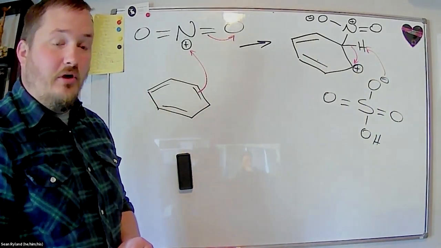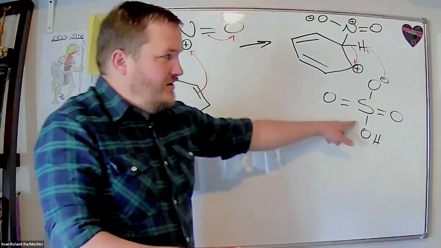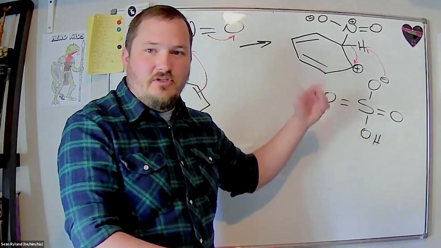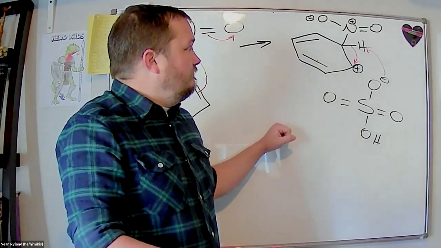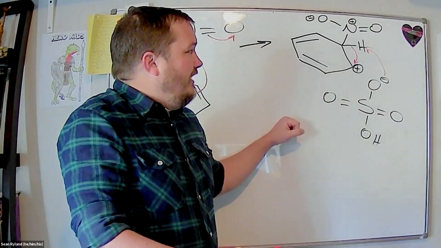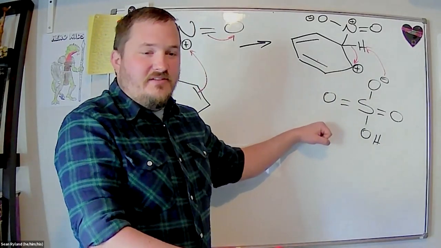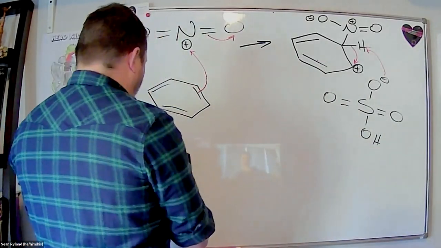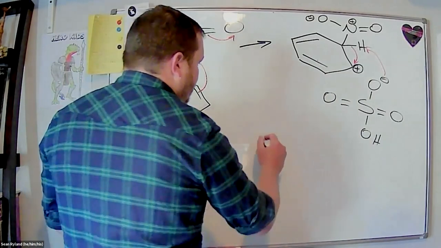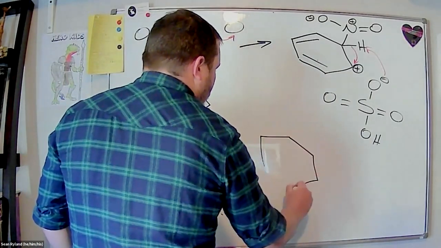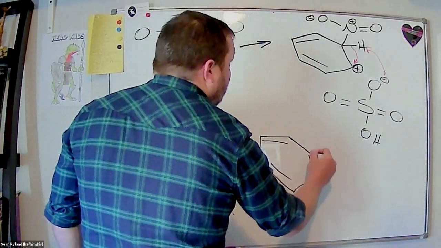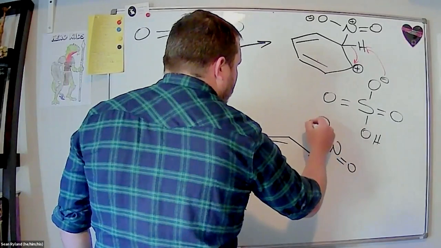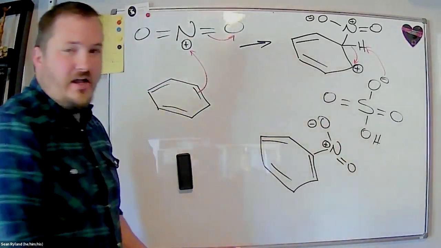But either of them really would work, because the second we make sulfuric acid again, it's going to go off and protonate another nitric acid. So you could skip this step too, and just draw the nitric acid as the base in this reaction. And then our final product winds up being nitrobenzene.